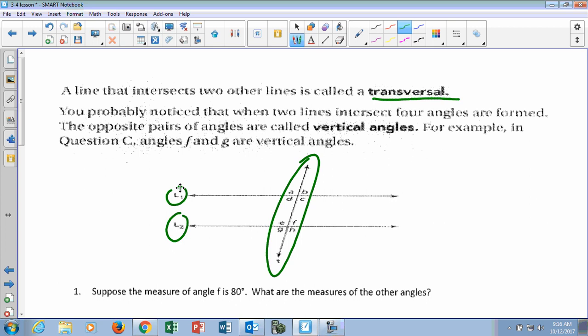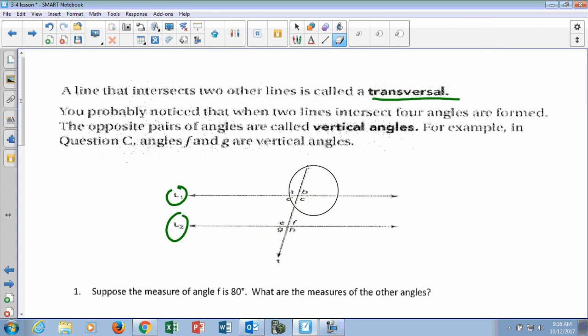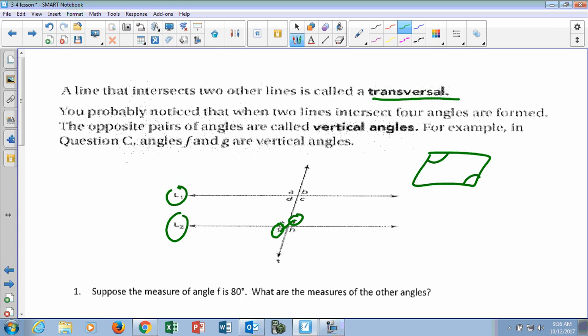As you probably noticed, when two lines intersect, four angles are formed, right? The opposite pairs of angles are called vertical angles. So, for example, where it says F and G, those are vertical angles. See how they're across from each other? That's different from when we had the parallelogram, where you had an angle here and an angle here, because that's inside the figure. These are across from the lines here. So just don't confuse those two, okay? All right.